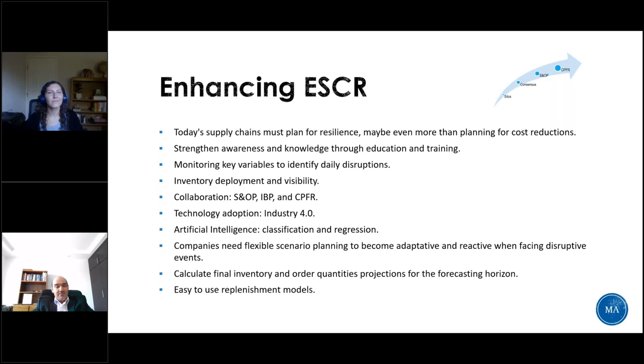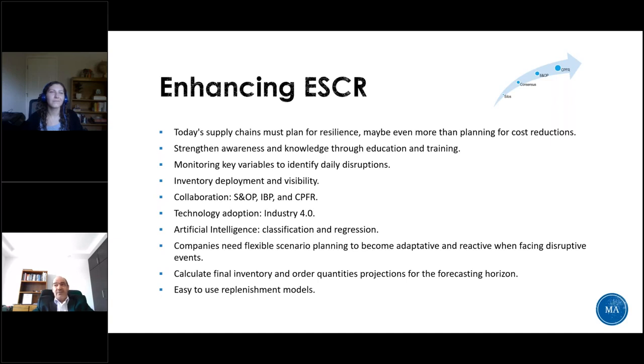Today, supply chains must plan for resilience too, maybe even more than planning for cost reductions and efficiency, because supply chains somehow are right now very, very efficient, planning for that, but not for resilience. So resilience is like the new thing that strategies must include. And strengthening awareness and knowledge through education and training will always be another key for successful implementation.